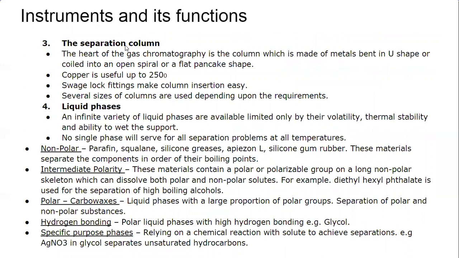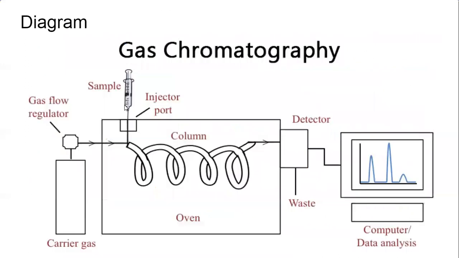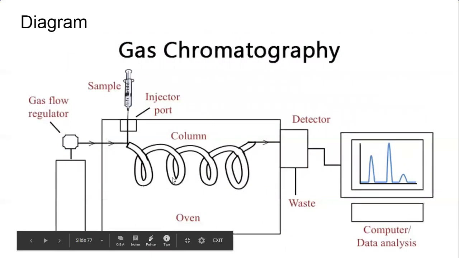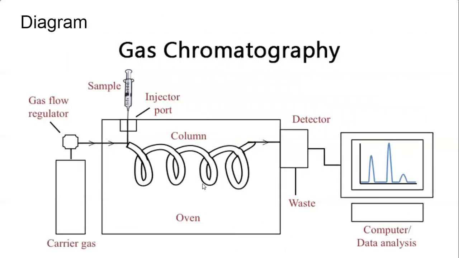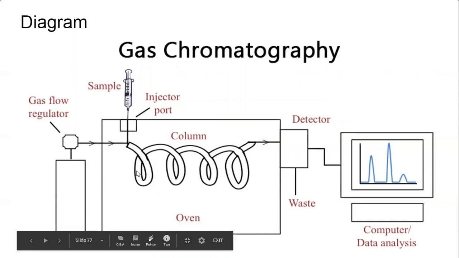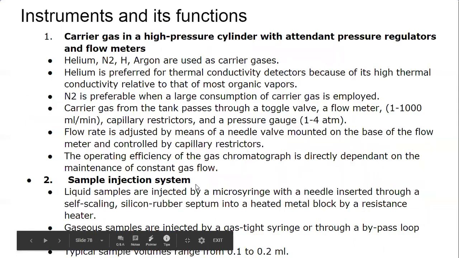Next, the third one is the separation column. So this is very, very important. The separation column is made of metal in a U-bend shape or coiled, open spiral or flat pancake shape. Generally we use the coiled one, and copper is useful up to 200 degrees centigrade. This column is placed in an oven. So if you want to maintain a higher temperature, up to 250 degrees centigrade, then these coils should be made of copper.